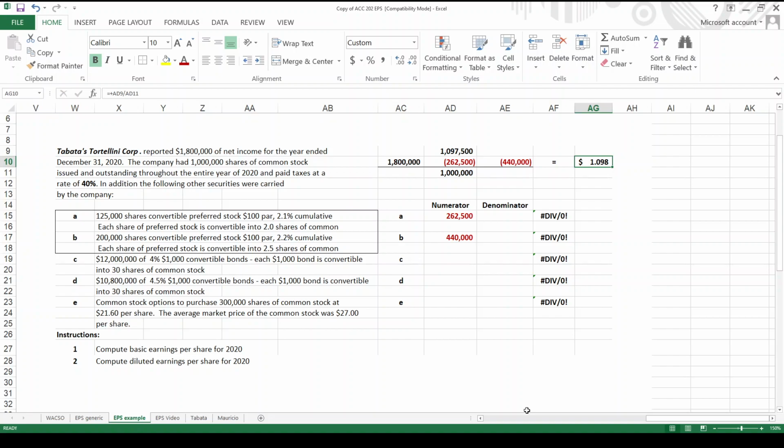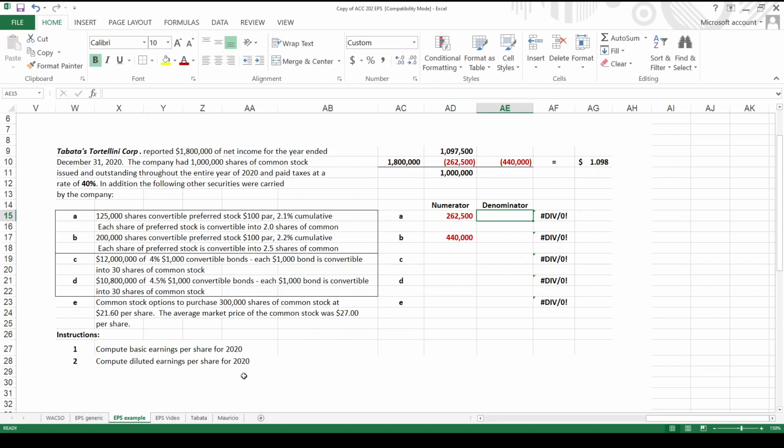Okay. Now we play the game. What if these convertible securities actually get converted? Well, if the preferred shares are converted, well, what's going to happen? Well, we're going to add the 262.5 back to the numerator because we're going to assume they've been converted, therefore there's no dividend. Yeah? Okay.